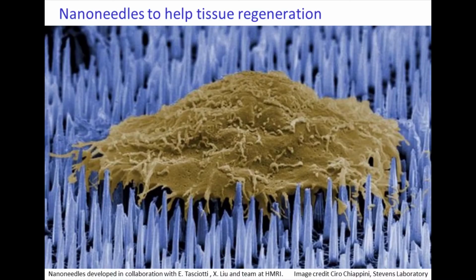Now, we've also been working a little bit in this field, and I'm going to show you one example of how we've been making nanostructured needles to help in the tissue regeneration process. This is really using nanostructured and microstructured materials to help in tissue regeneration. These nanoneedles were developed by Ciro Ciappini, a research fellow within our group, in collaboration with Professor Taschiotti's group at HMRI, and you can see here a cell interfacing with these nanoneedle structures that we've made.